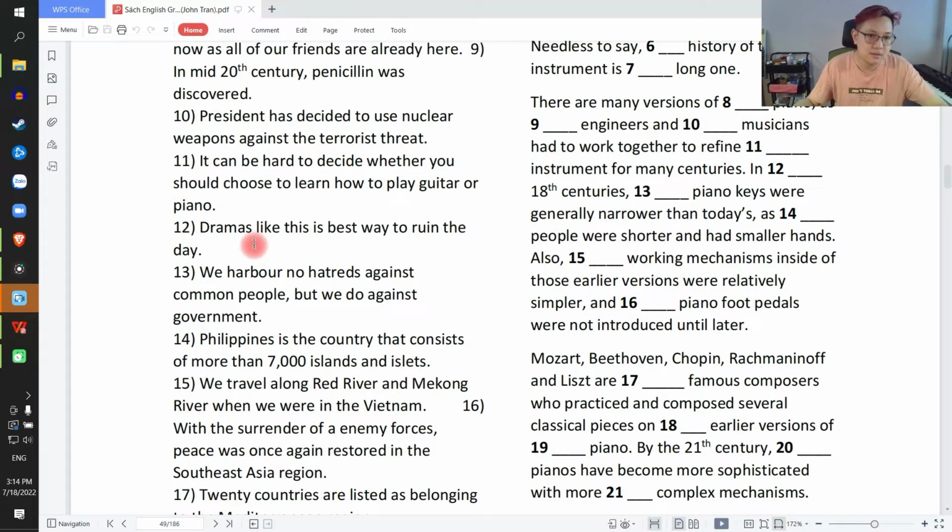Dramas like this is the best way to ruin the day. Because you are using the superlative adjective best here, so there must be the before that. And this is dramas in general, I think. So that's why here there's no need for any article.